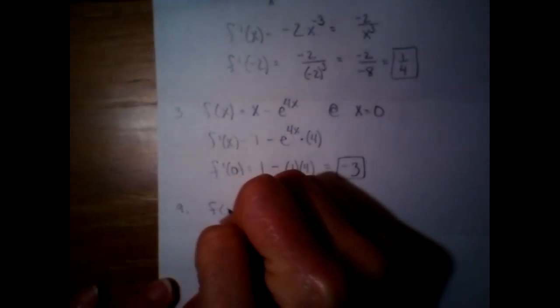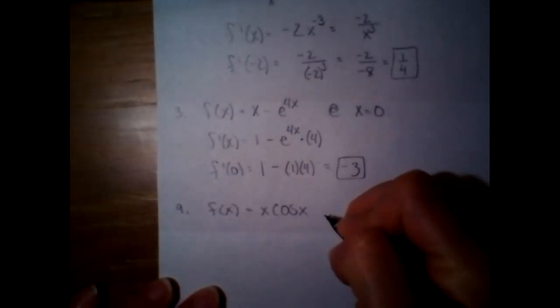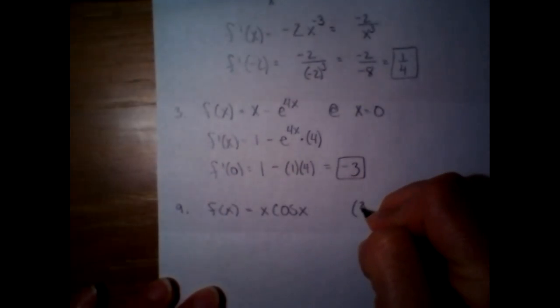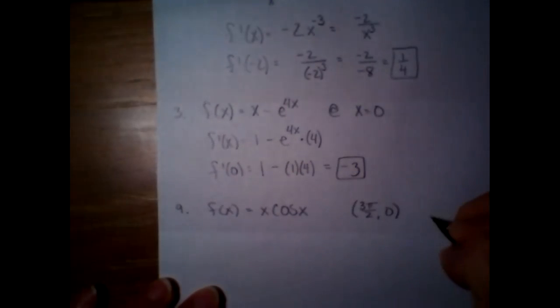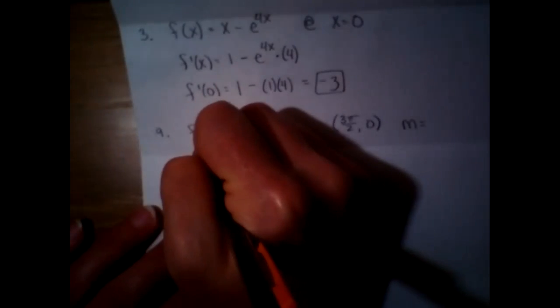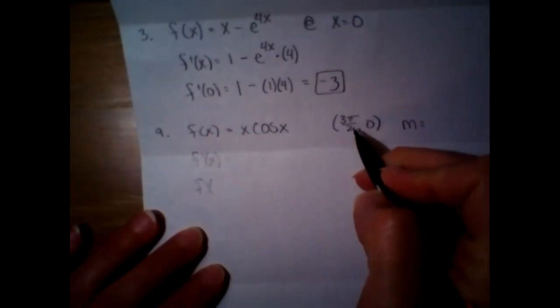All right, the next one I'm going to do is number 9. Now this one did ask for the equation, so we're going to do the whole equation for this one. So that's the function. Our point is 3 pi over 2, 0. We just need the slope. So slope comes from the derivative. So I'm going to find this derivative, and then I'm going to plug in 3 pi over 2.